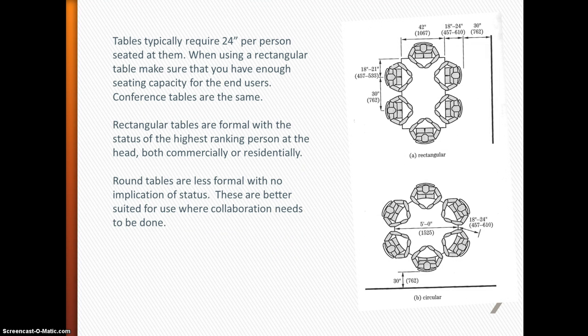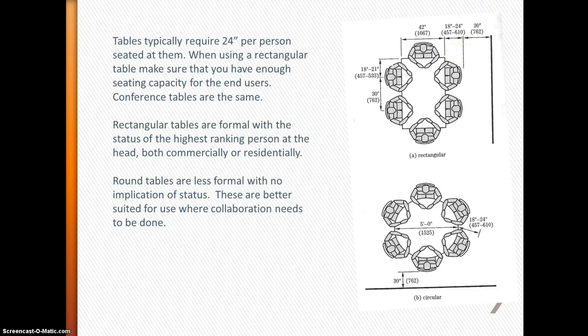Now, typically when we're sitting around tables, we need to design that we have at least 24 inches per person that's sitting around the table. As you can see, as these little individuals, it takes about 24 inches per person to be comfortable users. So we have two different styles of tables. We have rectangular tables and we have round tables. Rectangular tables, of course, are going to be more formal, and we have to take into consideration the status of the people who are using it.